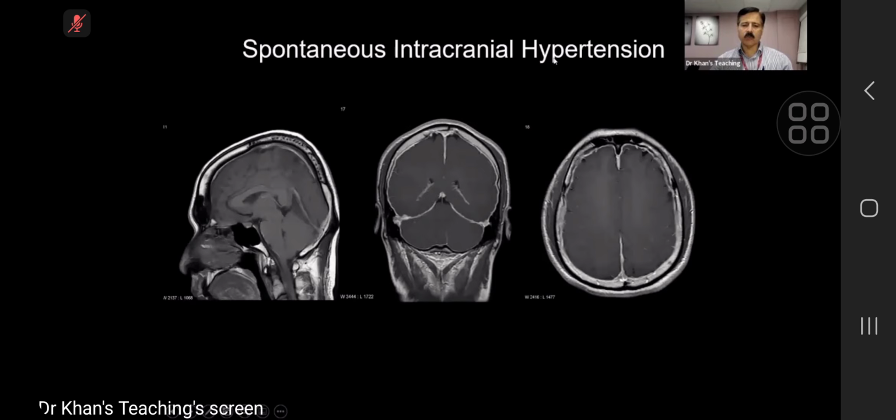This is another case of spontaneous intracranial hypotension. Sorry, there is a typo here. This is not hypertension, this is hypotension, and this is what we call the sagging of the midbrain. The midbrain sags down because there is no CSF around it. So another case, and look at this. If you do a CT scan of this, it will appear as if there is a subdural hematoma. But when you give contrast, it appears that this is all congested dura.